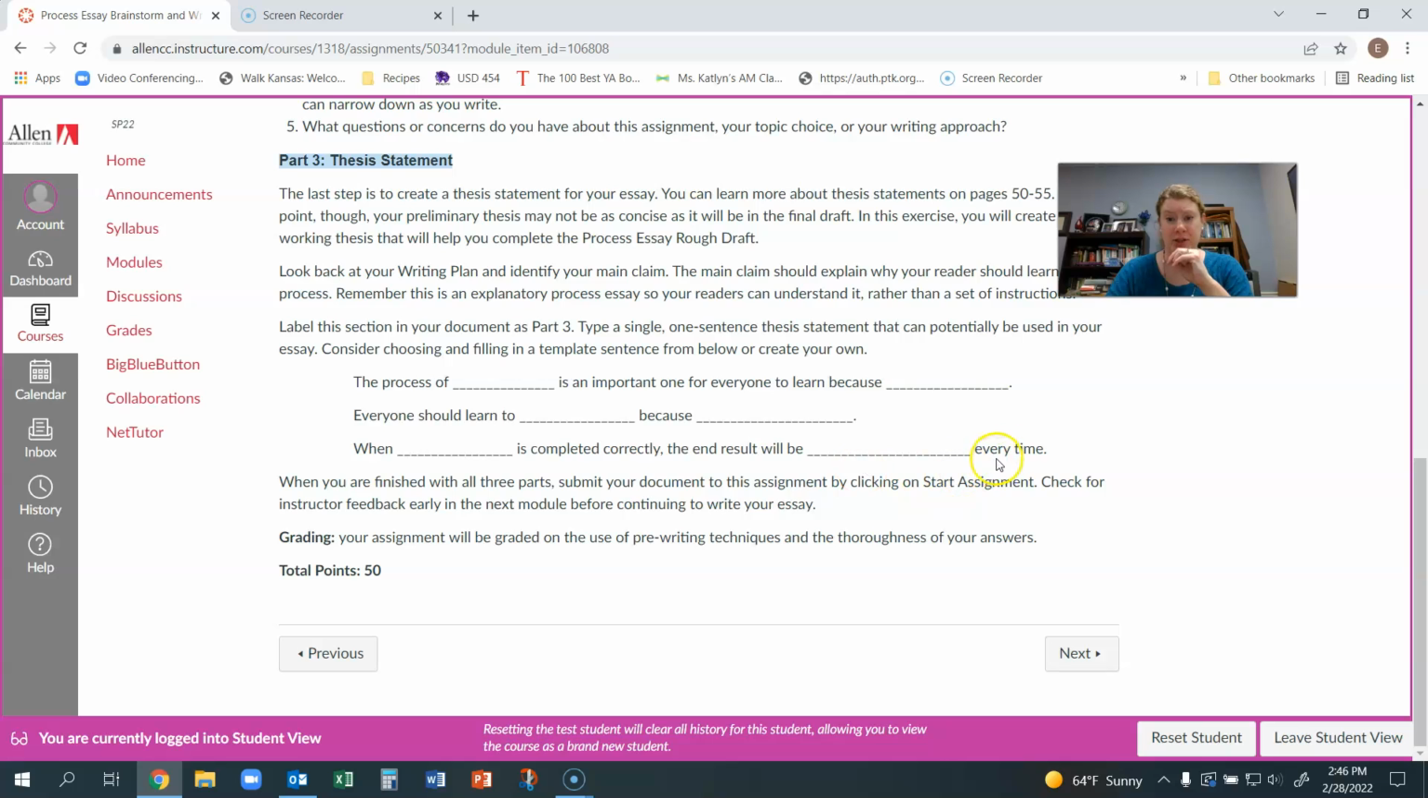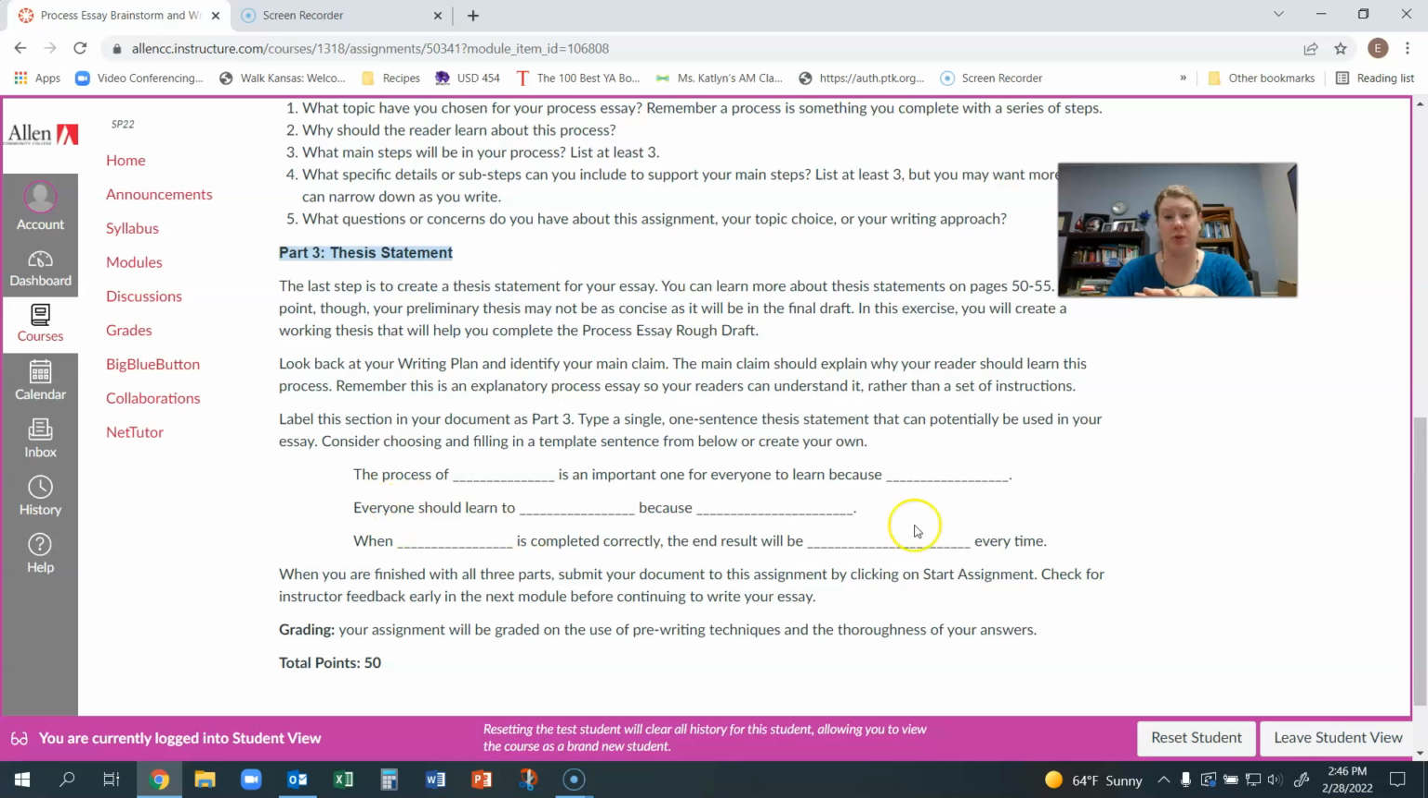And I have these templates right here in the middle. You only have one thesis, so you should only use one template, but there are 3 different ideas here for you. You don't have to use these if you don't want to, but they really help to kind of guide how you want to set up your thesis.